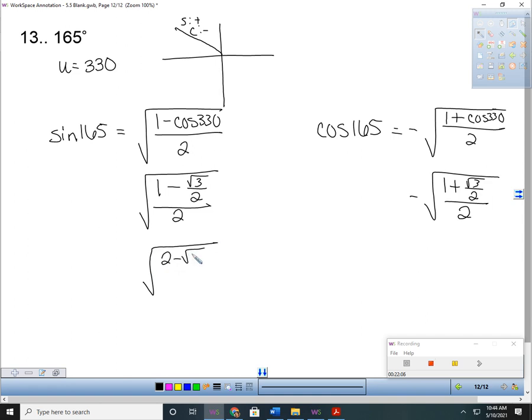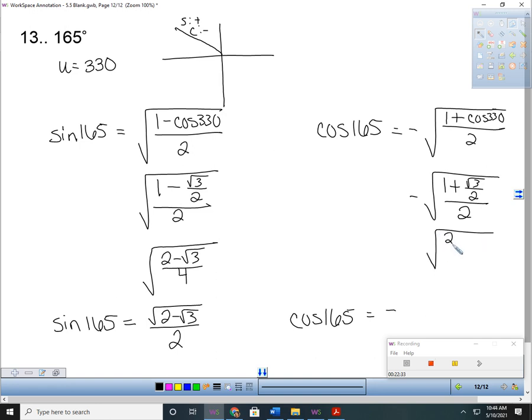I'm going to put that in my calculator without the root, and that's going to give me 2 minus the square root of 3 over 4. And then I will split that by hand. So I have the square root of 2 minus the square root of 3 over the square root of 4, which is 2. And then for the cosine, I have a negative. I'll put this in. That gives me 2 plus the square root of 3 over 4. So I square root the top, 2 plus the square root of 3, and on the bottom the square root of 4 is 2. So there's sine and cosine.